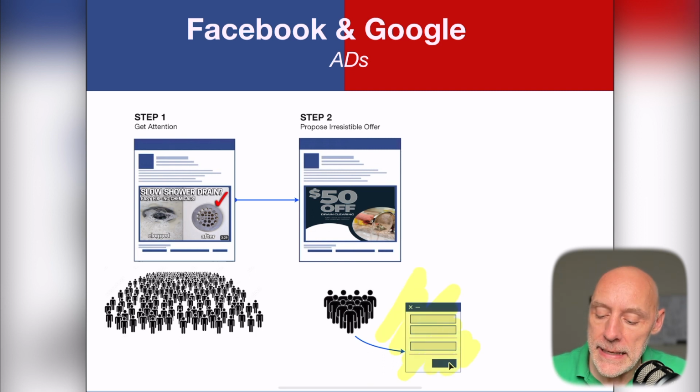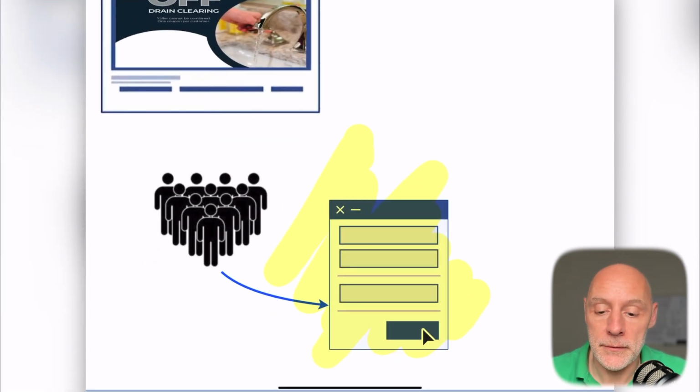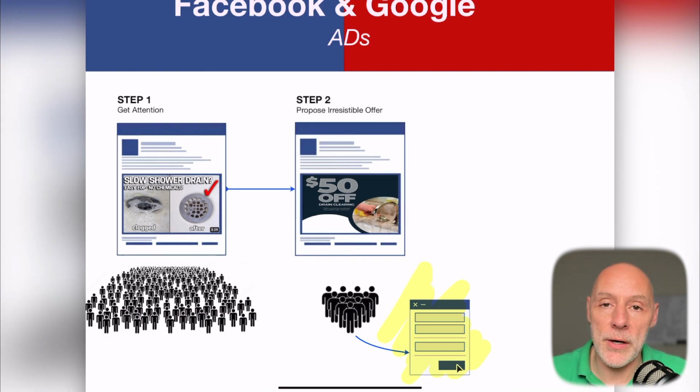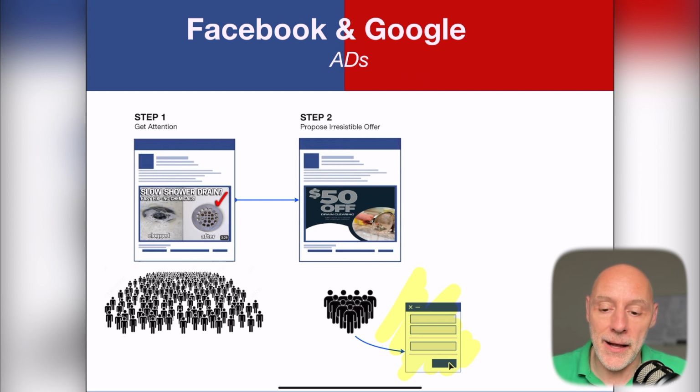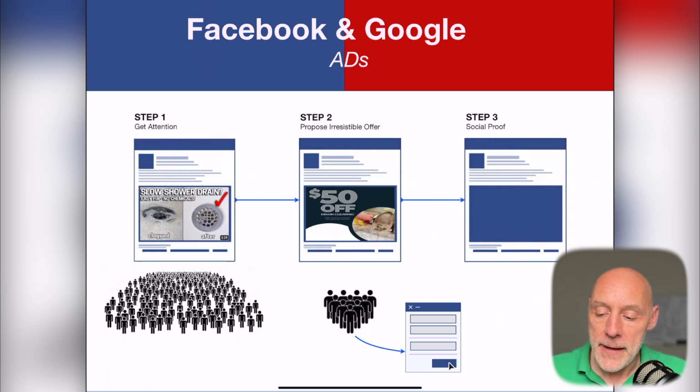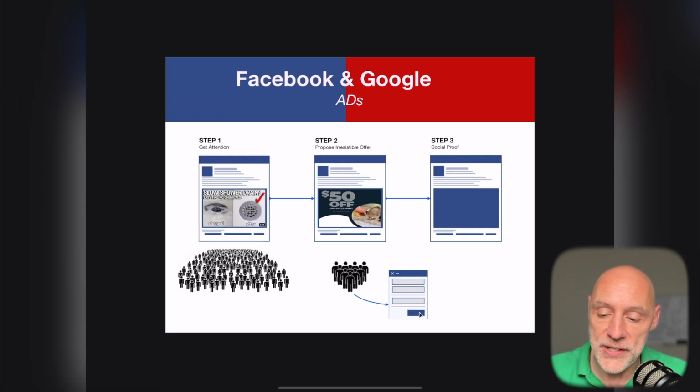Sign me up. And if we just did step 1 and step 2 of this sales funnel and you get this dialed in, this will work all day long, every day, all week, all month long. Once you get something like this dialed in, you just change the getting attention ad, and change the offer every once in a while. But we're going to take this one step further, and I want to add a step 3, which I call the social proof step.